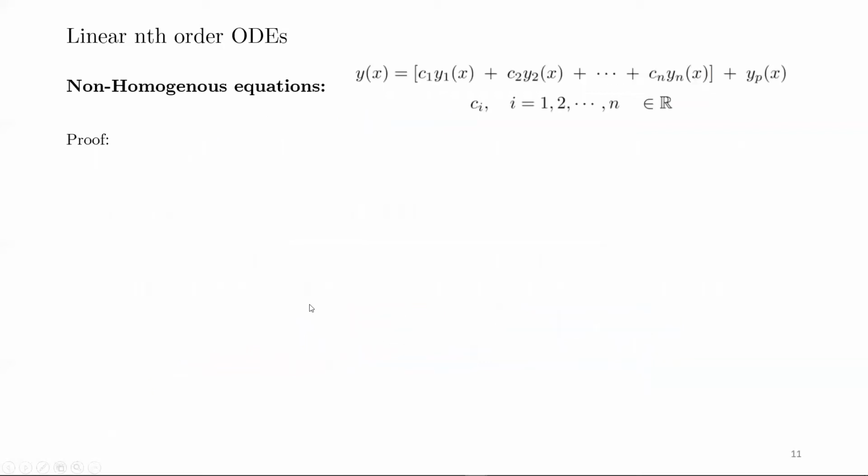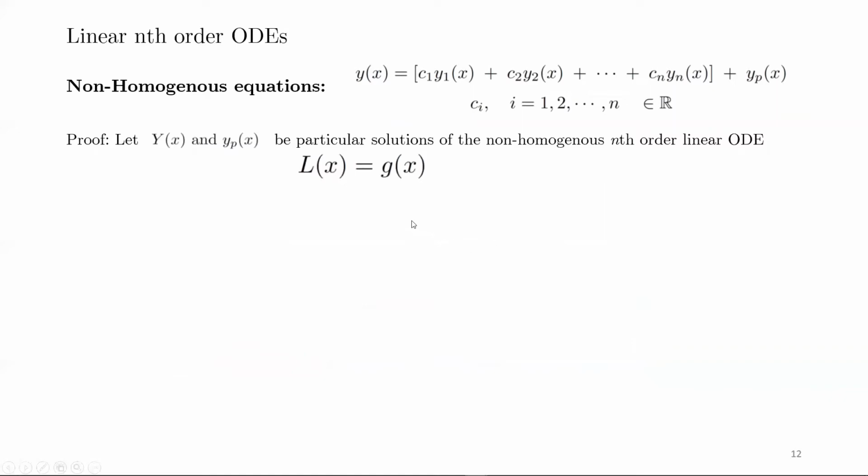Okay, but we should prove what we've said here about the general solution to a non-homogeneous equation. So we're going to let capital Y of x and y sub p be particular solutions to the non-homogeneous nth order linear ODE, L of y equals g of x. So these functions, capital Y and yp, are particular solutions of this non-homogeneous equation.